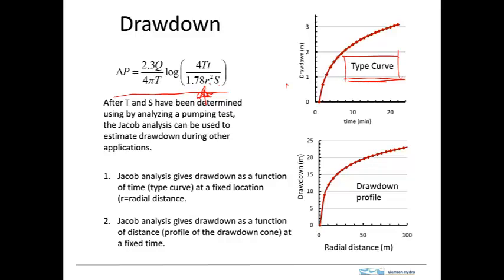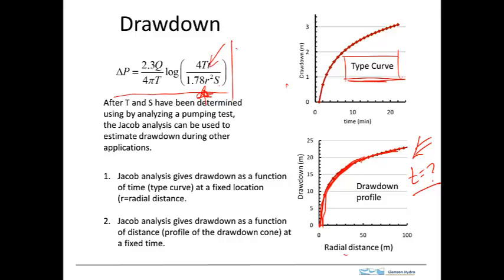And then if we fix t and let r vary, then we're getting the profile of the drawdown at a particular time. That's shown here in this second graph. So at some time, I'm not sure what it is, we have the drawdown as a function of the radial distance. This would be the profile of our cone of depression right here.